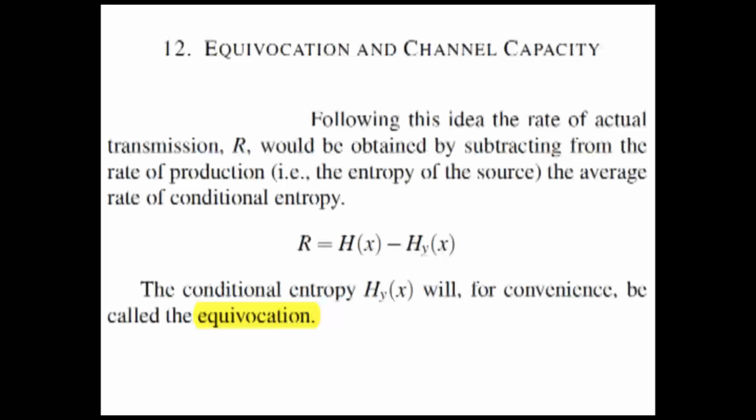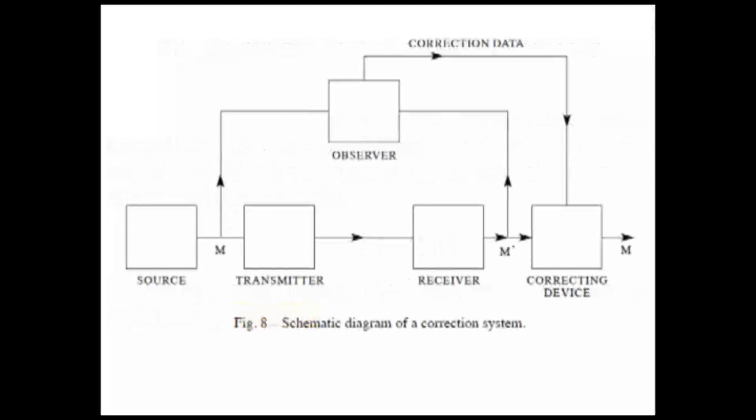Okay, so now we come to channel capacity, and then he defines unconditional minus conditional entropy. He doesn't define that as the mutual information. He likes to call it the rate in that paper. All right, and then he explains the role of this H(X|Y), conditional entropy of the source given the message, with this diagram.